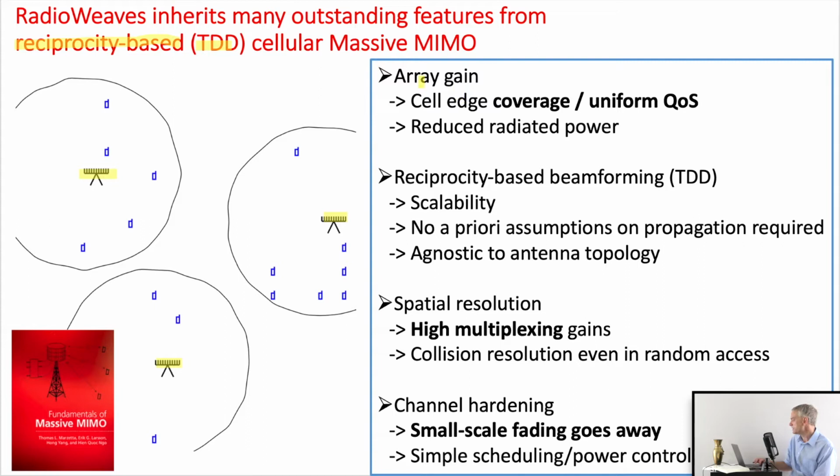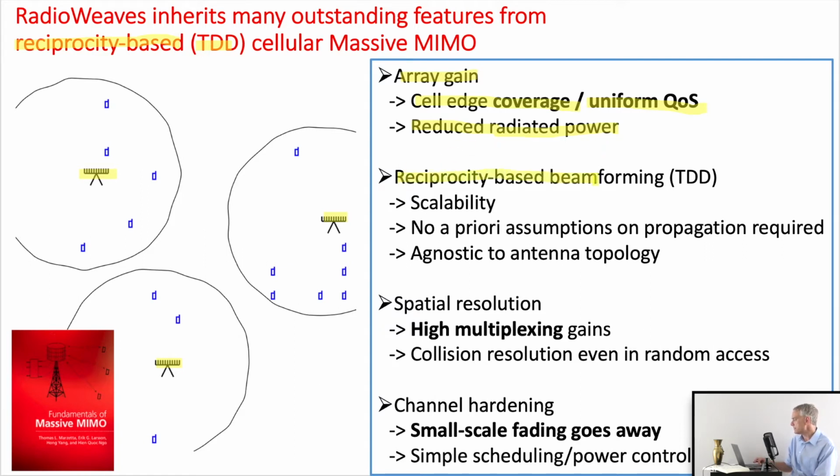And this was good because it gave us an array gain, which in turn translates immediately into improved coverage and improved quality of service, especially at the cell borders, and also potentially into a reduced radiated power. I mean, with 100 antennas, we gain a factor 100 in link budget with beamforming, which in principle could translate into a savings of a factor 100 in power.